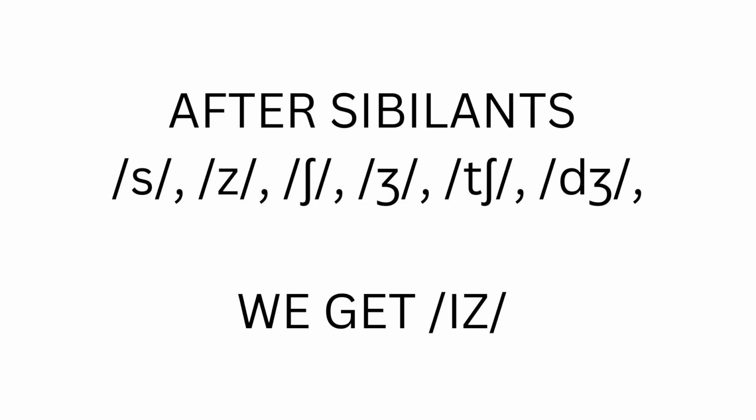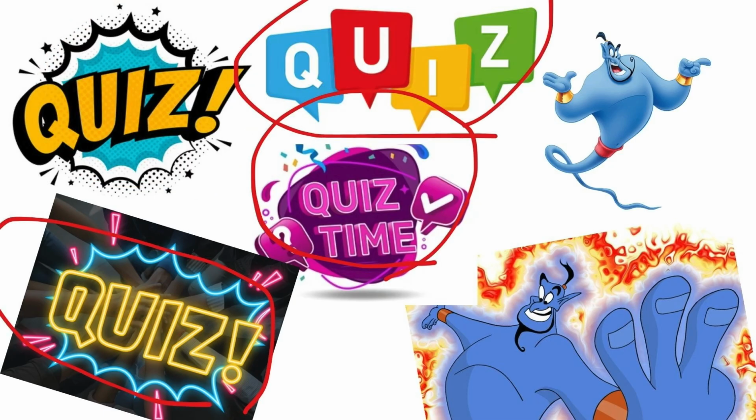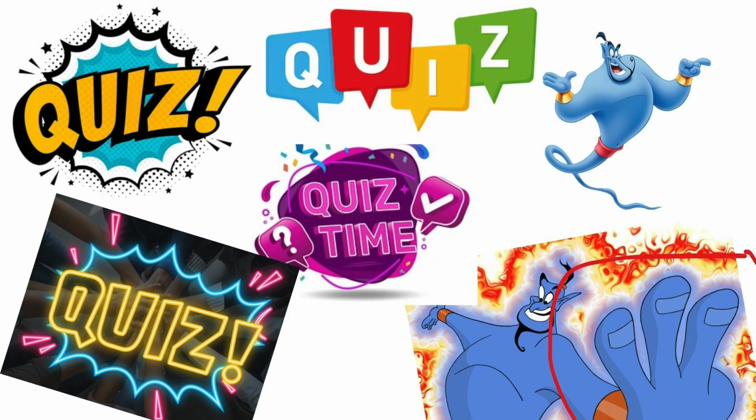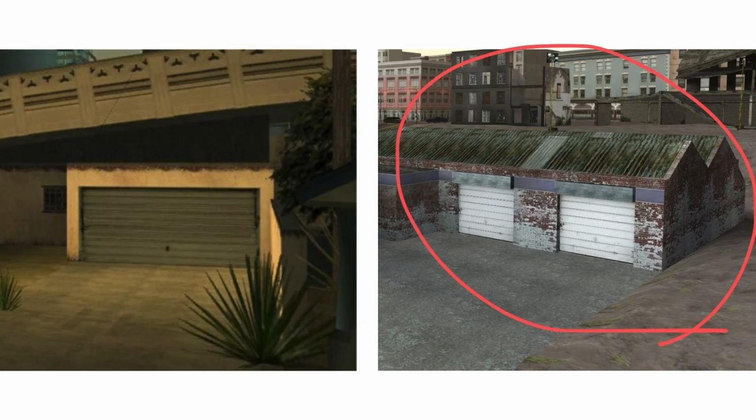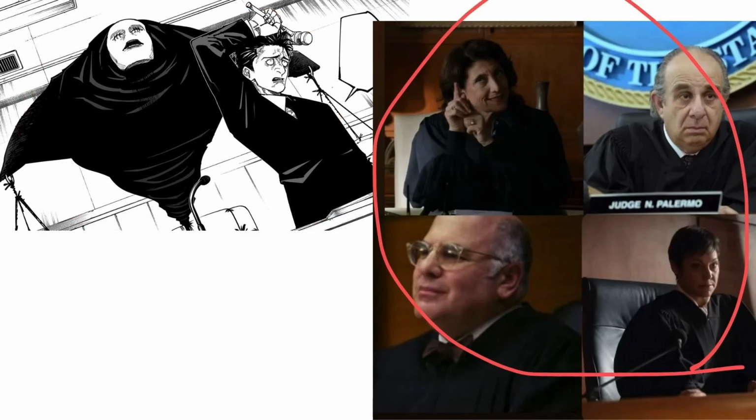And after sibilants, that is those sounds that are kind of whistling, like s, z, sh, zh, ch, j, we get an additional e inserted and as a result we get the iz sound. So bus, buses, quiz, quizzes, wish, wishes, garage, garages, watch, watches, judge, judges.